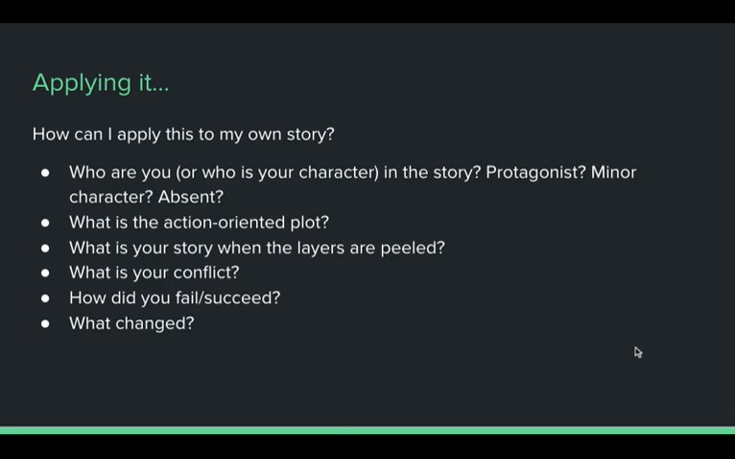All right, so that is the basics on plot setting and character development. Please make sure you watch the other videos on Exploding a Moment and Thought Shots and Snapshots, as they all kind of play into this too. These are all ways that you can really do a lot to improve your narrative pieces and really make them shine.